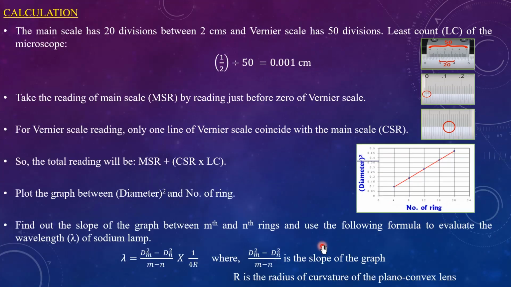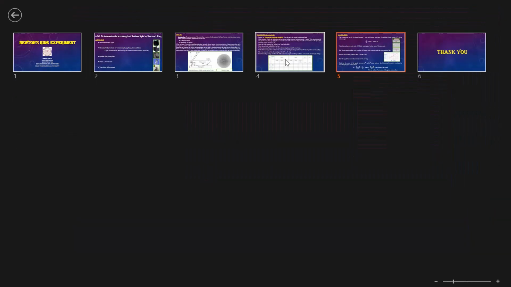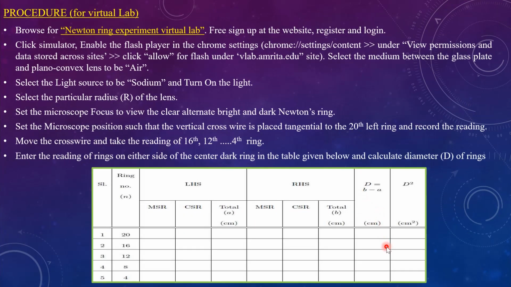So, by taking these two readings, we can calculate the total reading as MSR plus CSR into the least count. Likewise, we can take the readings of the left hand side and the right hand side of the particular rings. We can calculate the diameter of the rings by subtracting the left hand side reading from the right hand side reading. Likewise, we can calculate the diameter of various rings like 20th, 16th, 12th, 8th, 4th, etc. Also, we can calculate the square of that diameter.